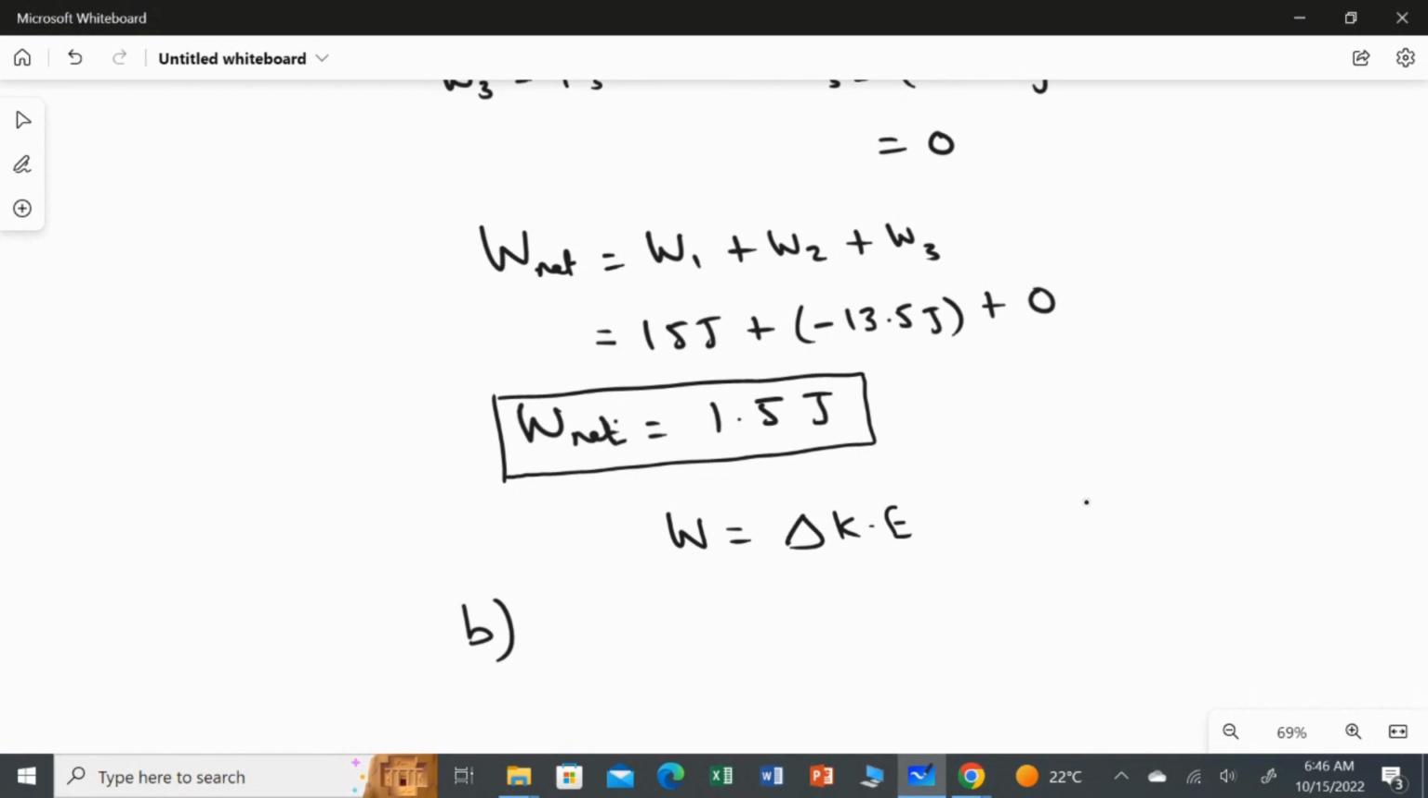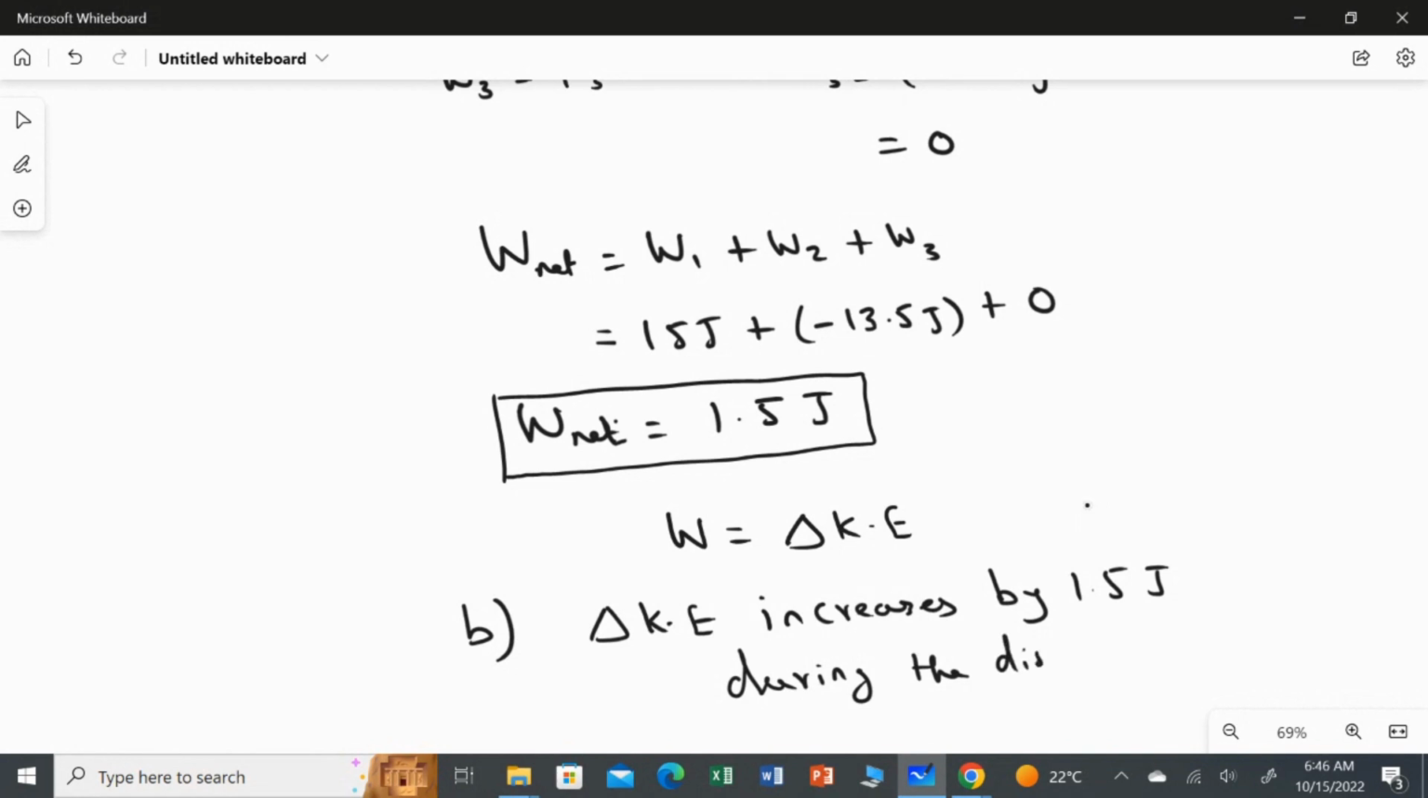So what's the answer for the second question? For the second question, the change in kinetic energy increases by 1.5 joules during the displacement. Clear? So this is the answer.